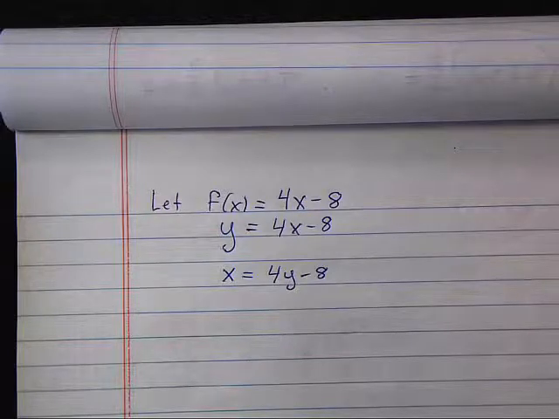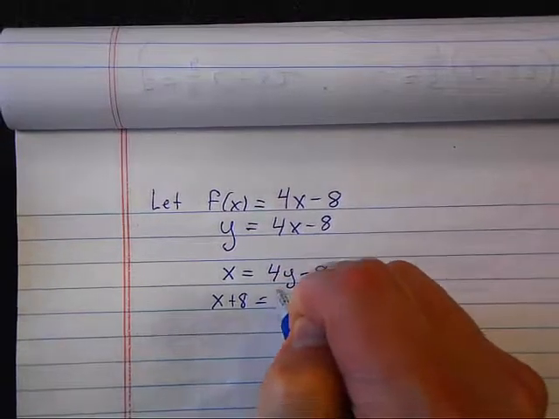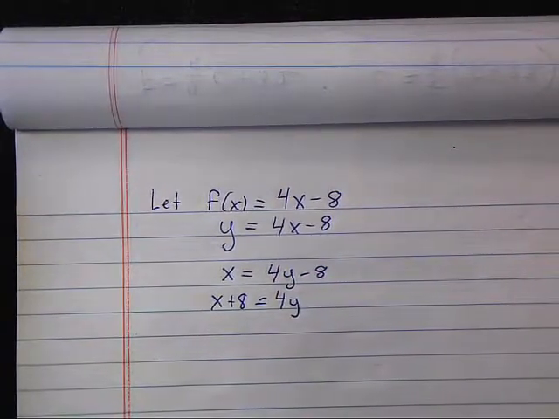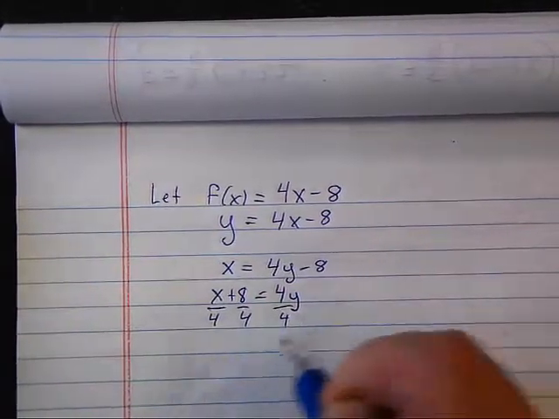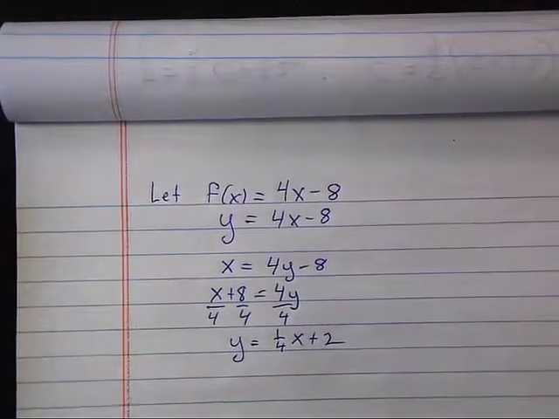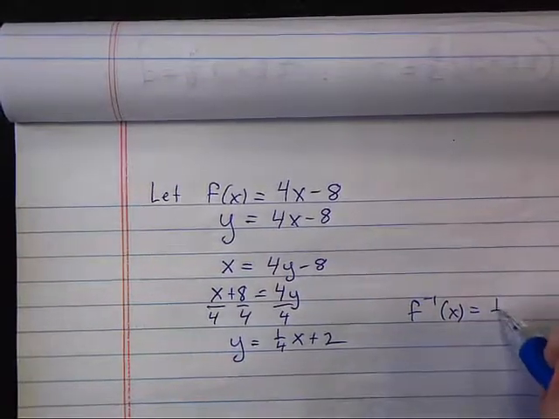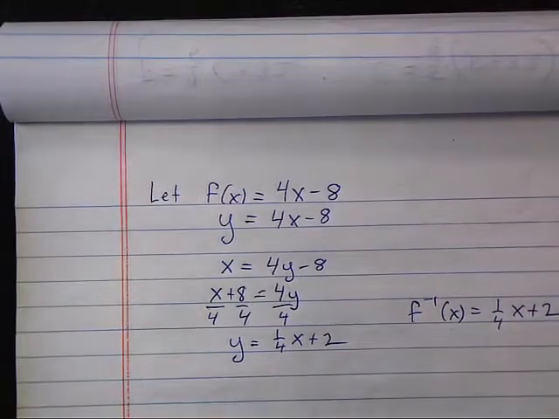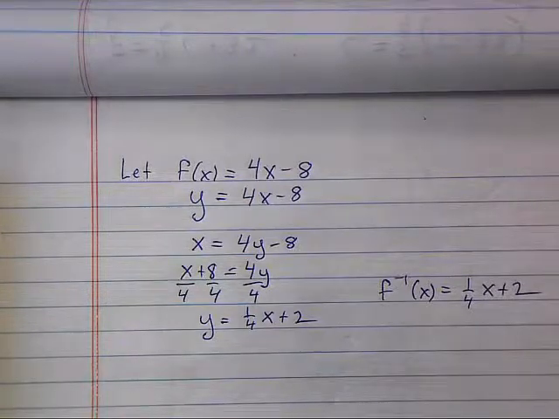Then what I need to do to find the inverse function is get y all by itself. How do I get y all by itself? I add 8. So x plus 8 equals 4y. And then divide by 4, making sure I divide everything by 4. So y is 1/4 x plus 2. So my answer would be the inverse is 1/4 x plus 2. Questions on that one?